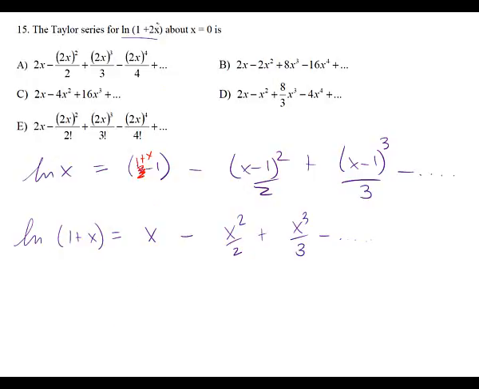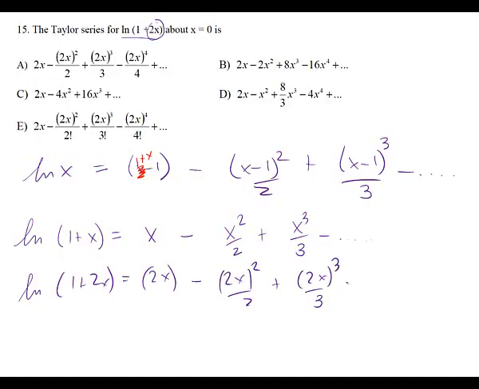All I'm going to do now is put what in for the x? 2x. So I'm going to do the natural log of 1 plus 2x. I'm going to substitute a 2x in here. So 2x minus 2x squared over 2 plus 2x cubed over 3 minus dot, dot, dot. So it's looking like answer choice A, right? If you simplify, which in the video I did 4th period we started simplifying it, it starts looking like that one. But it's not, because you end up with the 3 in the denominator. So you've got to be careful. Don't simplify too fast.